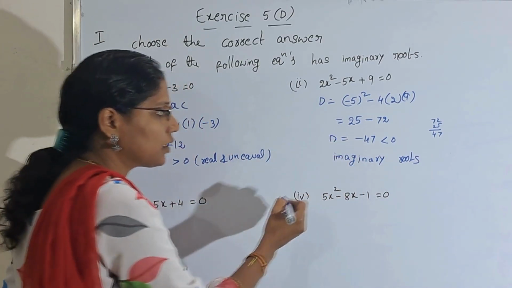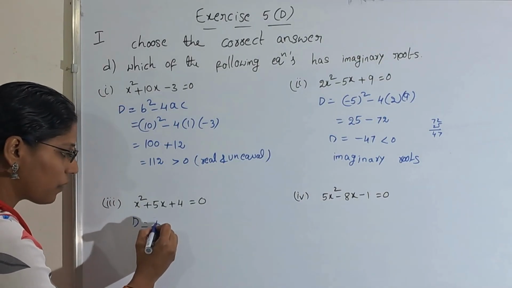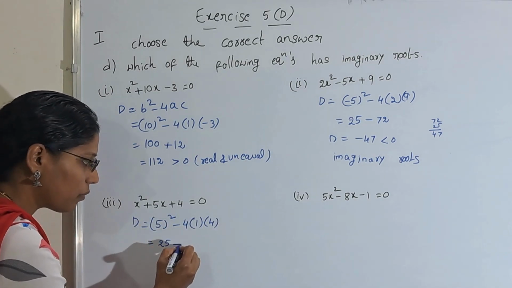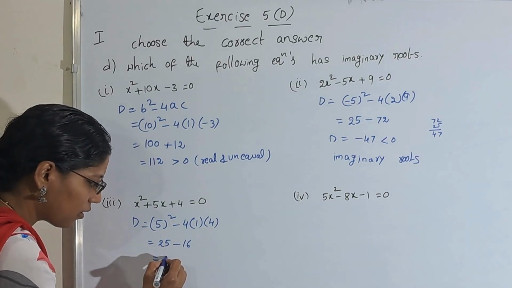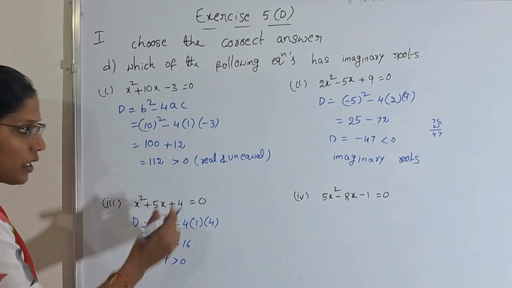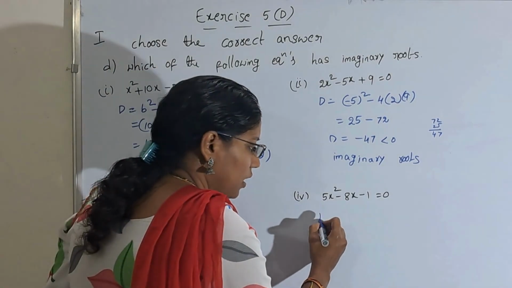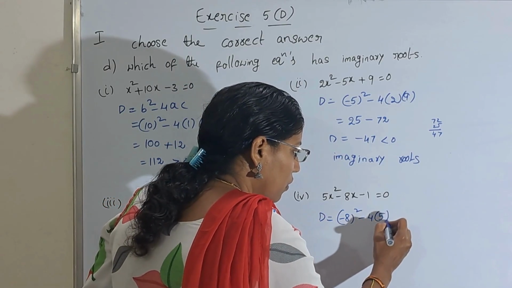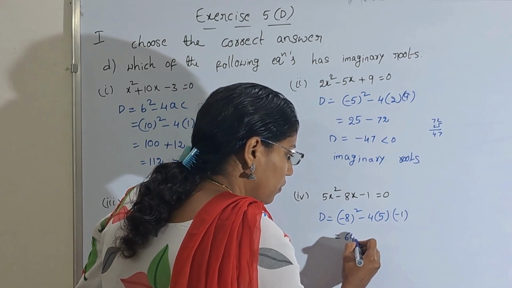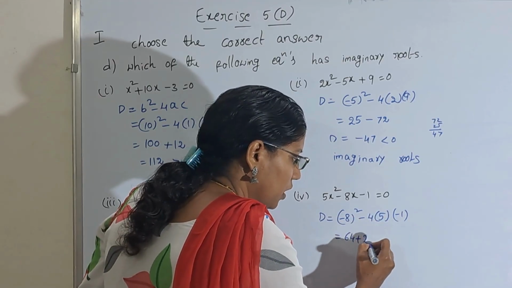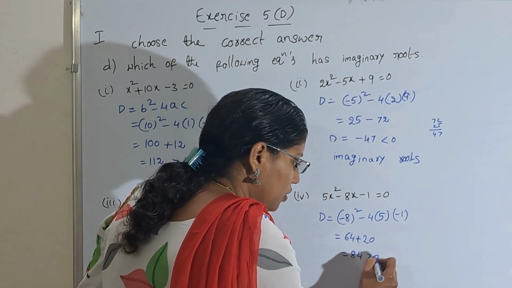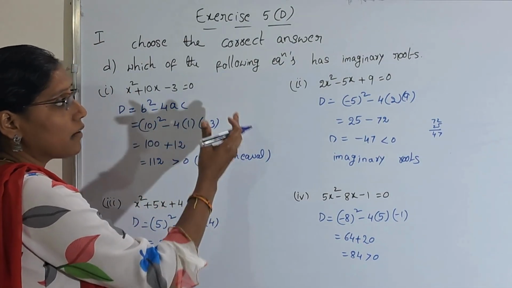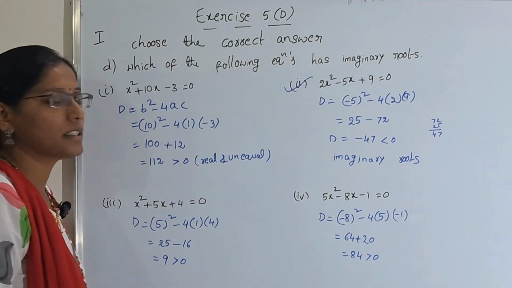Remaining 2 also we will check. Here D is equal to 5 whole square minus 4 into 1 into 4. 25 minus 16, here 9 it will come. This is greater than 0, real and unequal roots. Here D is equal to b square, minus 8 whole square minus 4 into 5 into minus 1. 64 minus into minus plus, 4 5 is 20. Here 84 greater than 0. This is also real and unequal roots. So our option, the second option, is the correct one.